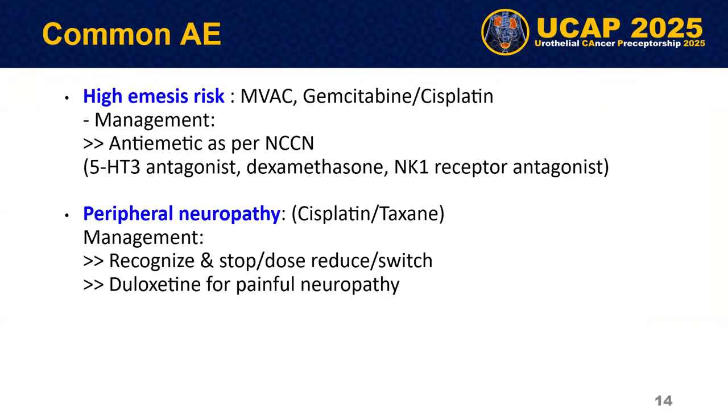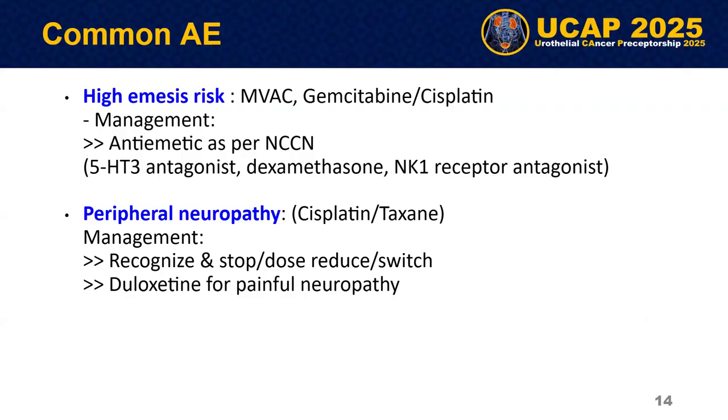So the common adverse events that can be observed using chemotherapies, mainly high emesis risk, especially cisplatin combination regimes such as MVAC and also gemcitabine cisplatin. So prevention is better than cure. Identifying these highly emetic regimes is important, so we can prescribe some anti-emetics, for example, a 5-HT3 serotonin antagonist, dexamethasone, and NK1 receptor antagonist. I suggest that you check NCCN guidelines before prescribing these highly emetic regimes to patients.